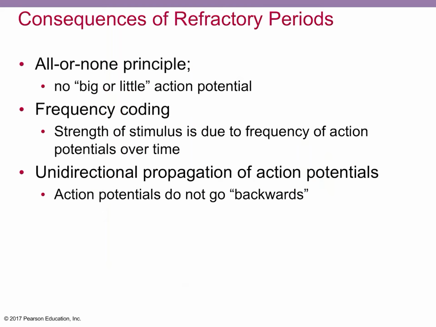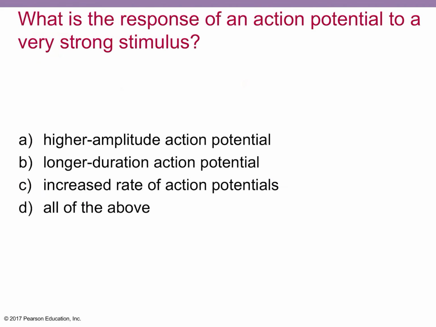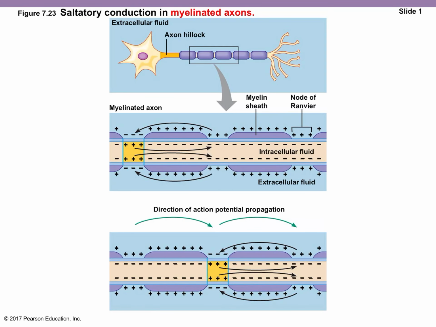Okay, because we have these refractory periods where once the neuron fires an action potential, it cannot double up on an action potential, what that means is, and I like to begin with this one, there is a unidirectional propagation of action potentials, and action potentials cannot go backwards. So let me show you a picture here.